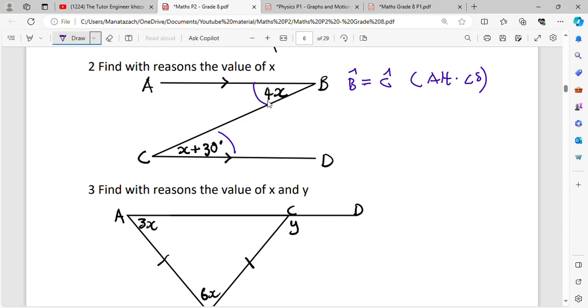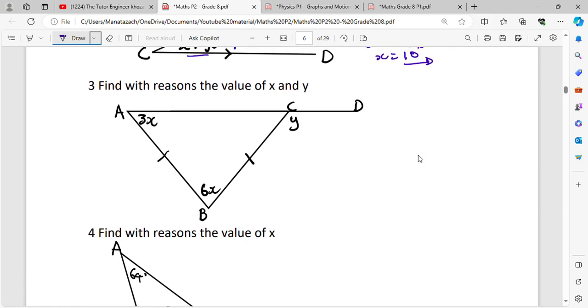Since angle B is 4x, we'll replace it by 4x, and angle C is x plus 30. So we'll take x to the left hand side. It will come as negative. Then on the left hand side you'll have 3x is equal to 30. Divide by 3 on both sides. x is equal to 10 degrees. Okay, so let's go to question 3.